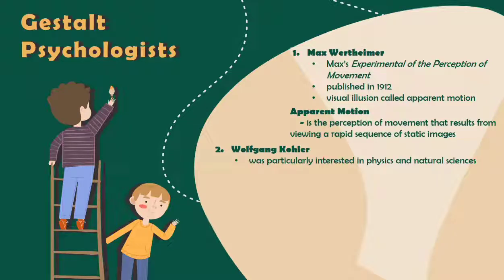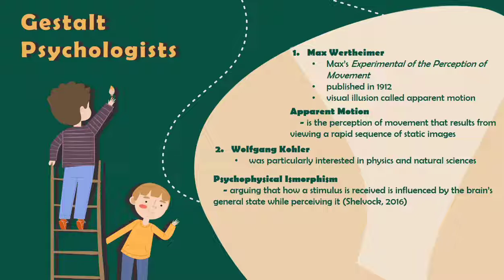While Wolfgang Kohler was particularly interested in physics and natural sciences, so he introduced the concept of psychophysical isomorphism. It argues that how a stimulus is received is influenced by the brain's general state while perceiving it. He believed that organic processes tend to evolve to a state of equilibrium, much like soap bubbles that start in various shapes but always tend to change into perfect spheres because that is their minimum energy.